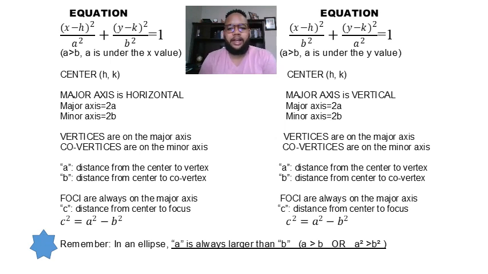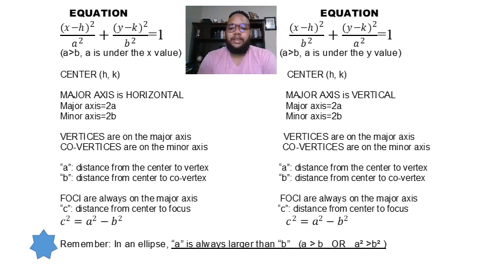Vertices and co-vertices are the ends of the axes. A is the distance from center to the vertex. Again, only difference is when we talk about distance, if it's a horizontal ellipse, A is going to be moving left and right. If it is a vertical ellipse, A is going to be moving up and down. B is the distance from the center to the co-vertex.